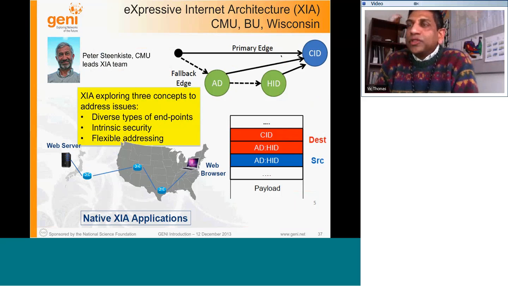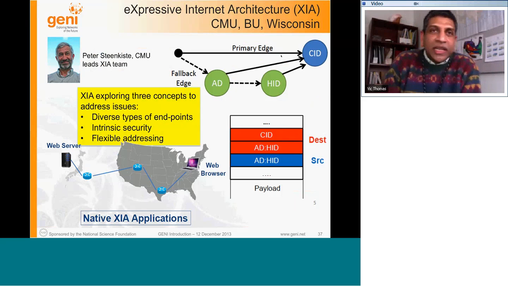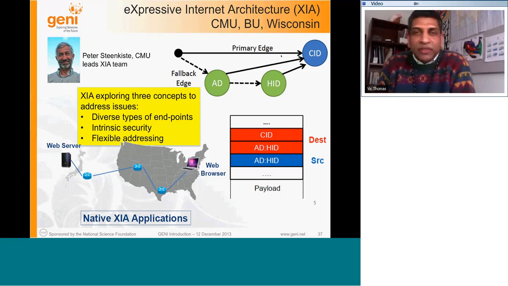Another future internet architecture project is the XIA project led by Peter Steenkiste at CMU. What their project is about is that the future internet will have many different kinds of endpoints. In today's internet, your endpoints are hosts, IP computers with IP addresses. In the future internet, there'll be lots of different kinds of endpoints: content, people, sensors, computers. How do you address these large numbers of different kinds of things? Security is also really important for this project, and they're addressing that along with flexible addressing. This project also runs on GENI.